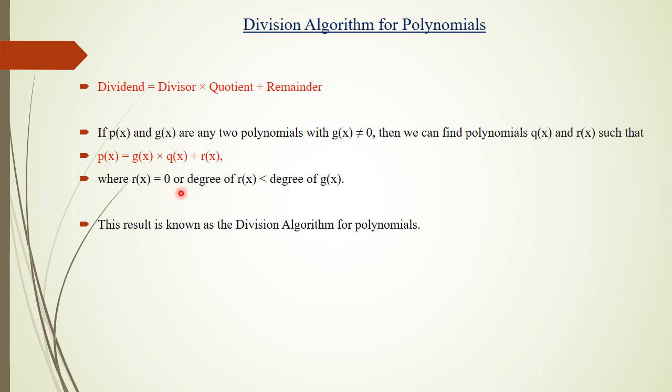But we should remember one thing here, that r of x should be equal to 0 or degree of r of x should be less than degree of g of x, that is nothing but divisor. See, this is an important concept that we must remember, because 1 mark problems can be directly asked in the exam when you write the division algorithm for polynomials. Then you have to write p of x equal to g of x into q of x plus r of x, and writing only this much is not sufficient. You should also write where r of x is equal to 0 or degree of r of x is less than degree of g of x.